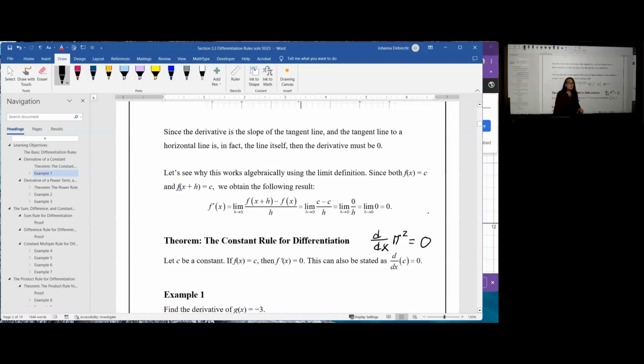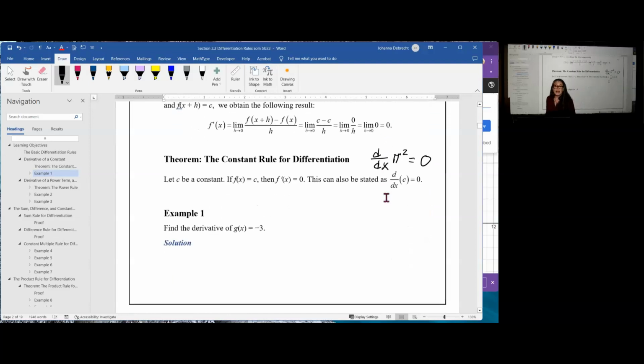0 divided by a non-zero number is 0. It's okay to have 0 in the numerator, just not the denominator. And this tells us the limit as h approaches 0 of 0, well, the limit of the constant 0 is 0. Let's now look at an example. I don't need this much space because I can tell you right away that the derivative with respect to x of g of x has to be 0 because the derivative with respect to x of -3 is 0. The derivative of all constants is 0.